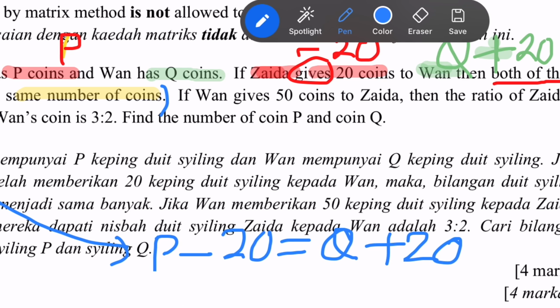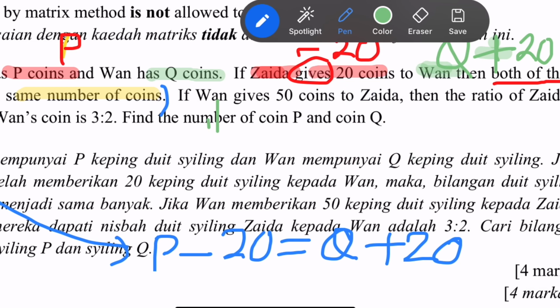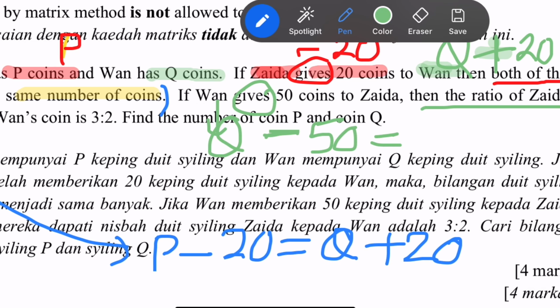So I'm going to write P minus 20 is equal to Q plus 20, because the number of coins for them after giving and receiving should be equal. So again, we continue with the next sentence. One is Q, right? Give with minus, right? 50 coins. And then the ratio.